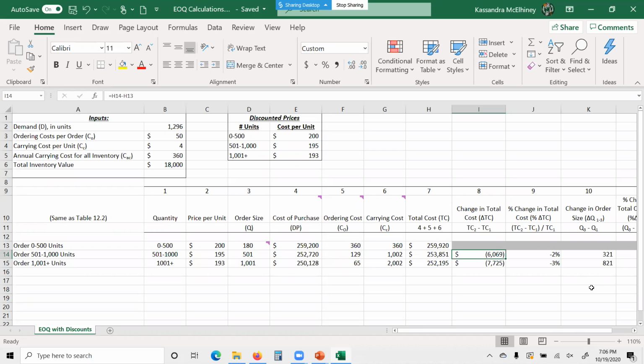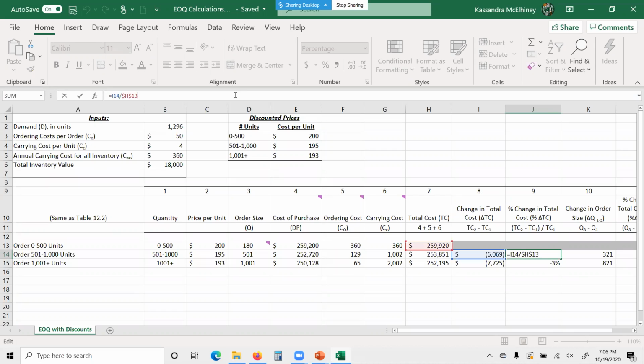In terms of percentages, that would be the change in the total cost divided by the total cost of securing our economic order quantity.